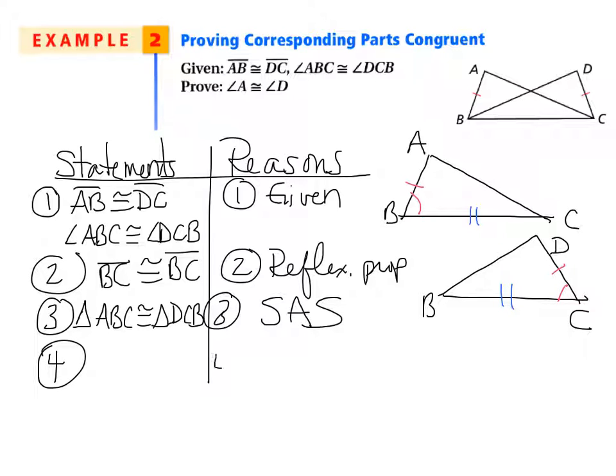And then the last step is proving what we want, which is corresponding parts of congruent triangles, CPCTC. And from there, since corresponding parts of congruent triangles are congruent, I can say that angle A is congruent to angle D.